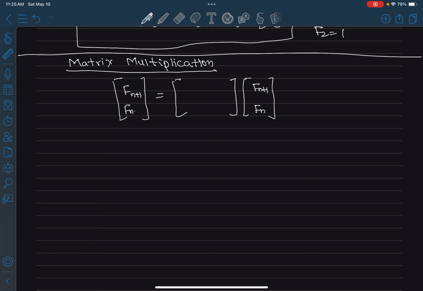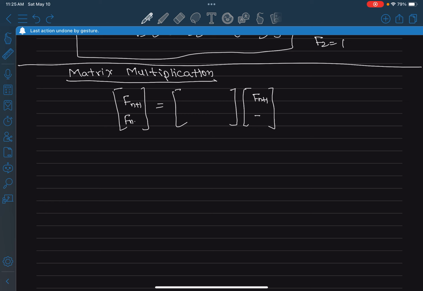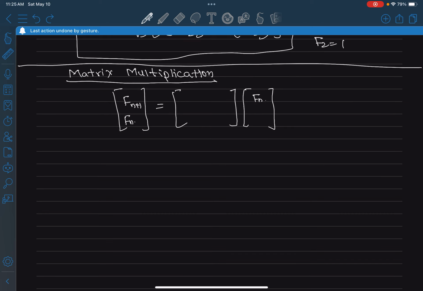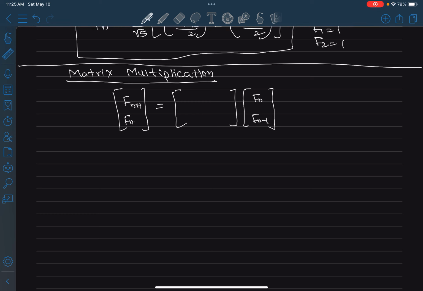Then we want to relate these to the vector one step down in time, f(n), f(n minus 1). So f(n+1) can be found as the sum of these two, so 1, 1. And f(n), we can just use this f(n) to get this f(n), so 1, 0. In this way, the first element will be f(n) plus f(n minus 1), which is just f(n+1), and the next one will just be f(n). So it works, right? Now that we have established this relation, we can find the nth power of the matrix.